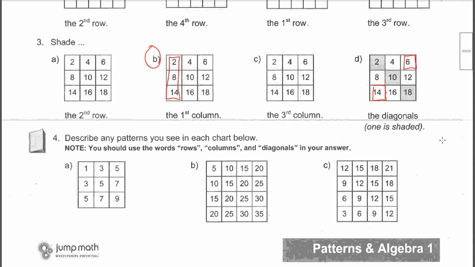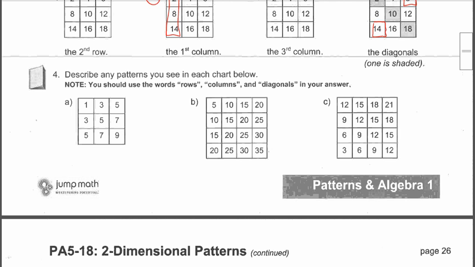All right. Let's look at number 4. So for 4, again, it shows this notebook. So you would go and work in your notebook. And I'm going to pull one of these questions and go and talk about this. It says, describe any patterns you see in the chart below. You should use the words rows, columns, and diagonals in your answer. So I'd be happy for my class if you gave me 1 row, 1 column, and 1 diagonal pattern that you notice. So let's try that for C.